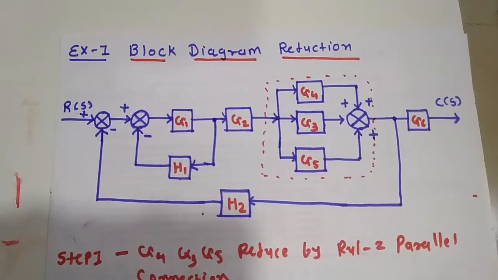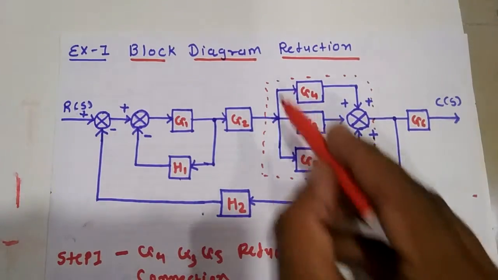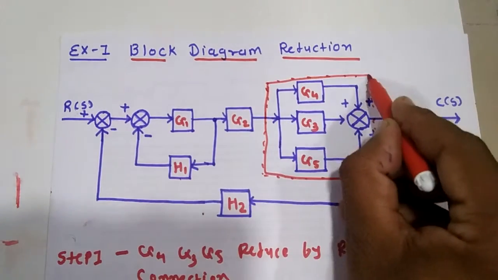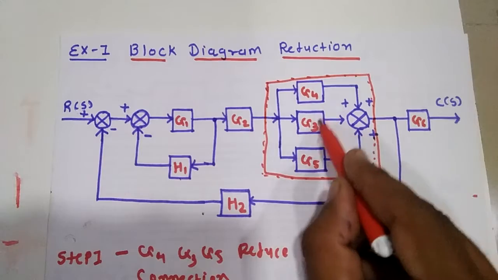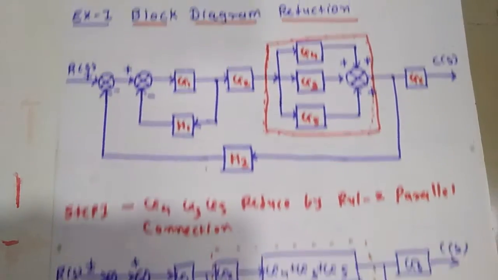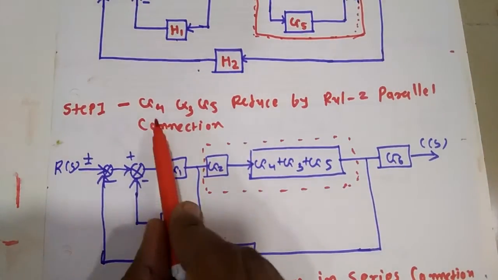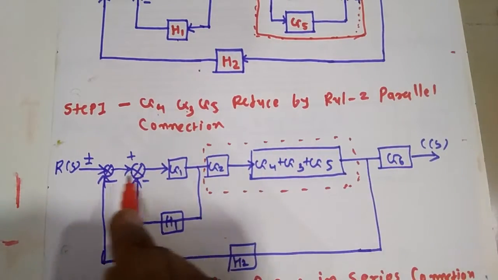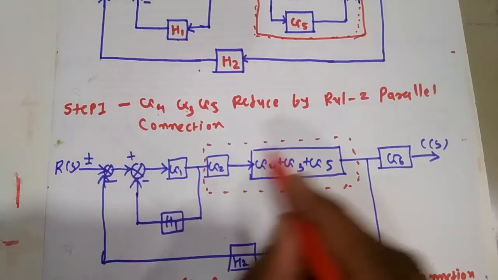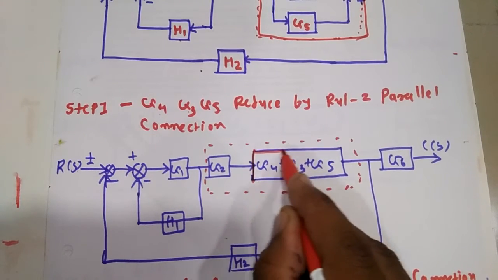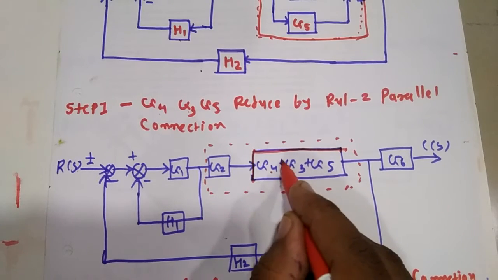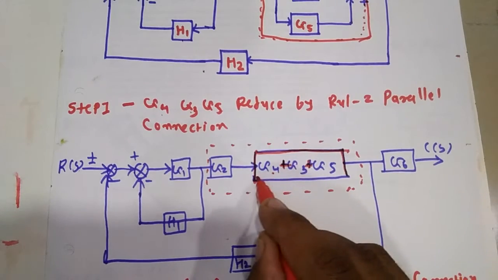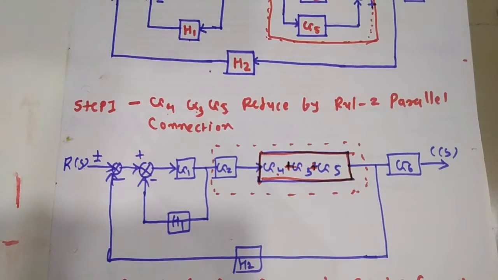So step 1, we apply the parallel rule of block diagram reduction to G4, G3, G5. G4, G3, G5 are reduced by the rule of parallel connection. So R of S is like the system, and we define here G4 plus G5 plus G3 as the parallel connection of the block diagram.